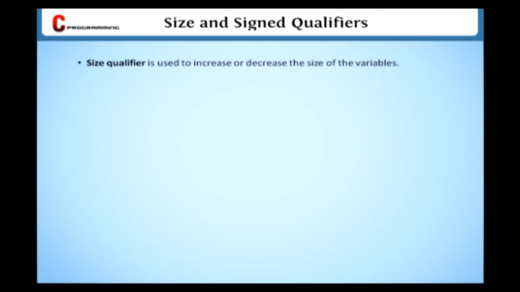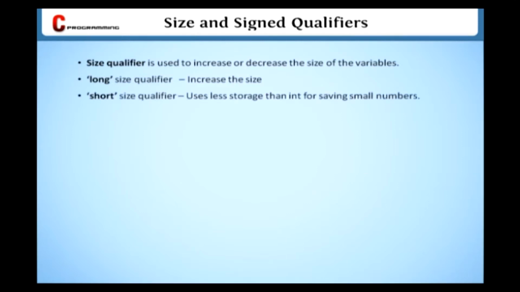For example, if you declare an integer variable which occupies only 2 bytes, but then you need to store more than 2 bytes, you can use a long size qualifier. In other cases, you may use a short size qualifier which uses less storage than int, thus saving space when only small numbers are needed. Take a look at the examples.